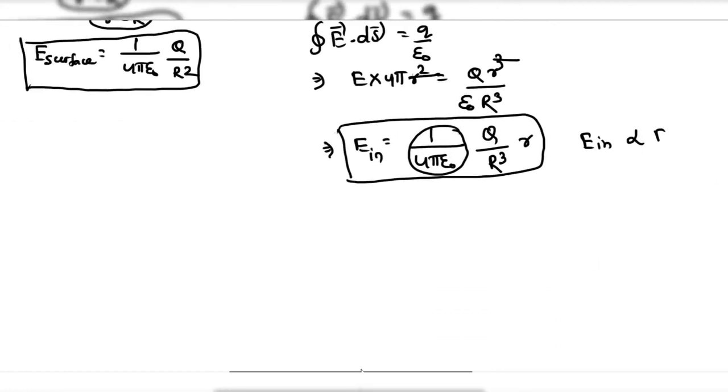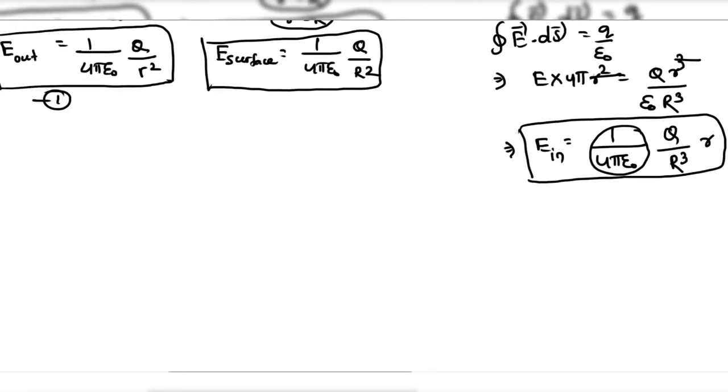Now let me draw a graph which shows the variation of electric field with the distance r. So along x-axis we will take the distance small r from the center O, and along y-axis we will take the electric field. And suppose this point belongs to small r equal to capital R. Is that clear? So how can we draw the graph?